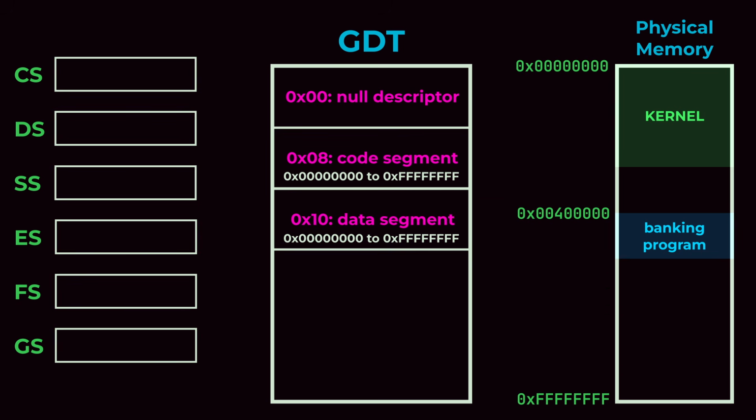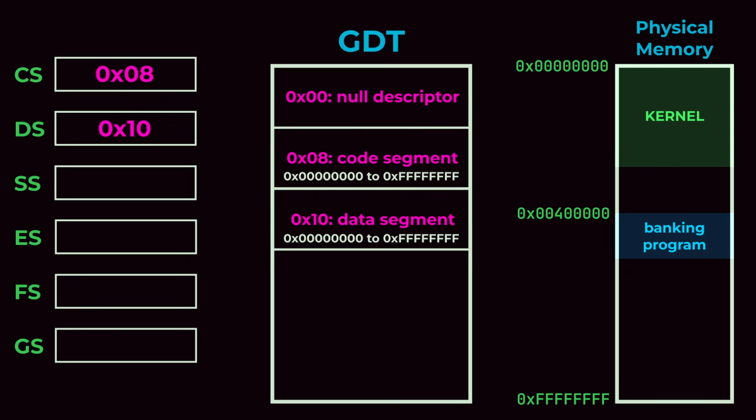And by the way, the offsets are just the result of the fact that each descriptor is 8 bytes long. Okay, let's activate these segments. And to activate a segment, as we've seen, we just need to write the so-called segment selector into a segment register. And for our purposes, we can just say that the offset is the segment selector.